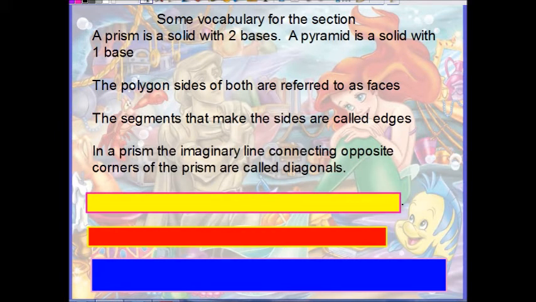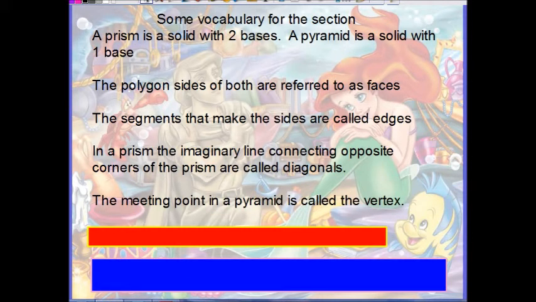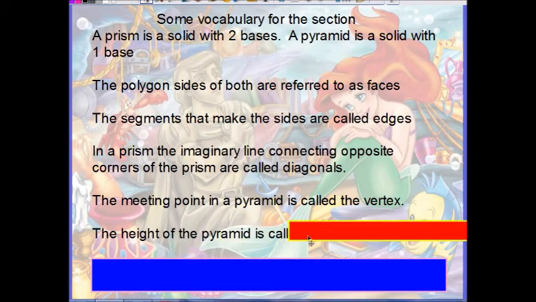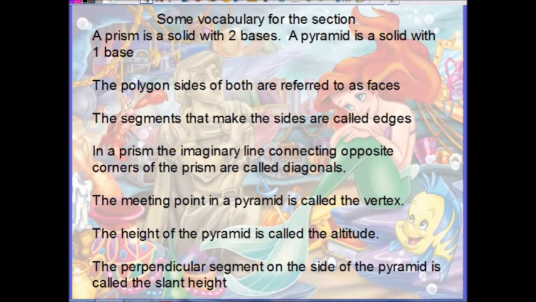In a prism, the imaginary line connecting opposite corners of the prism are called diagonals. The meeting point of a pyramid is called the vertex. The height of the pyramid is called the altitude. And the perpendicular segment on the side of the pyramid is called the slant height. This is the vocab that we need to know for this section.